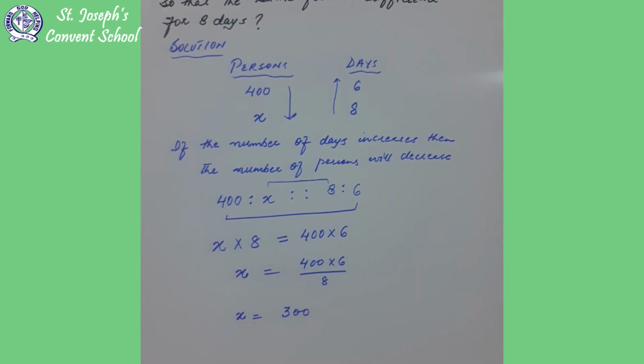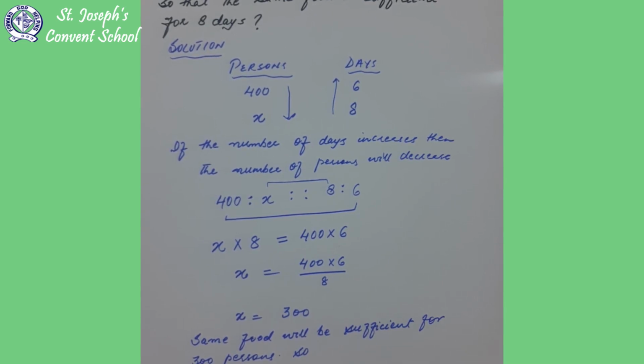So it means that same food is sufficient for 300. Okay, this X equals to 300 means that same food will be sufficient for 300 persons. Okay, so how many should leave? So there were 400 persons, so it is sufficient for 300 persons. So it means 400 minus 300. So if 100 persons will leave, 100 will leave, then you'll get 300. Okay, so 100 persons will leave, then food will be sufficient for 300 persons.